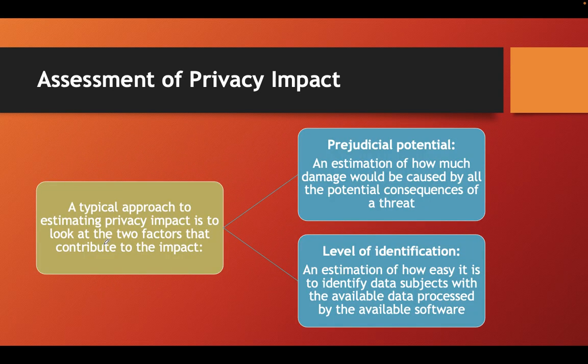Okay, all of this, the organization can harness these costs to find a way out of this problem. The assessment of privacy impact. This assessment of privacy impact has 2 holistic views. The first one is the prejudicial potential, an estimation of how much damage would be caused by all the potential consequences of a threat. That's number 1. Number 2 is the level of identification, an estimation of how easy it is to identify data subjects with the available data processed by the available software. So these are the 2 concepts or categories of assessment of privacy impact.